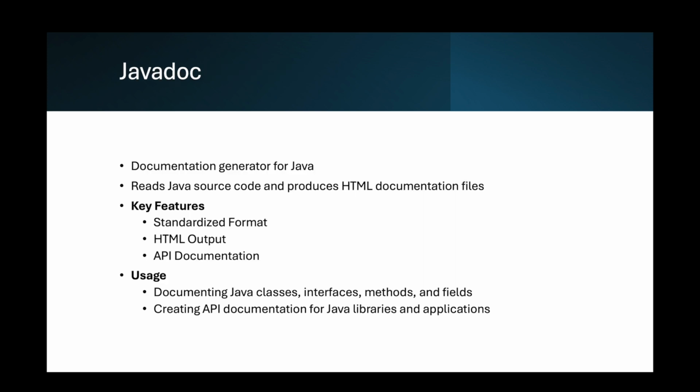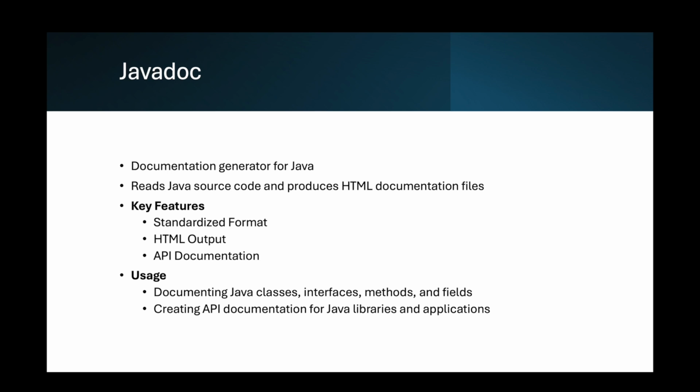Next one, Javadoc. Javadoc is a documentation generator for Java. It reads Java source code and produces HTML documentation files from specially formatted comments. Now, key features are standardized format, so a standard tool for Java documentation. HTML output generates comprehensive HTML documentation for your code, and API documentation is used for generating API documentation from Java source code. So if you're providing API contracts to someone, this is much more helpful.